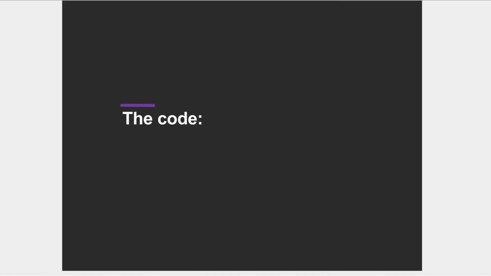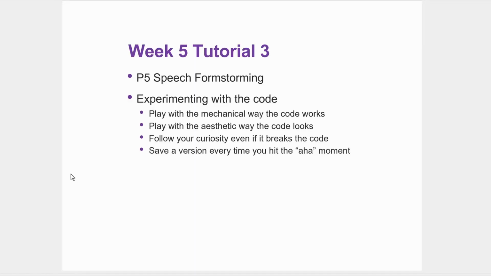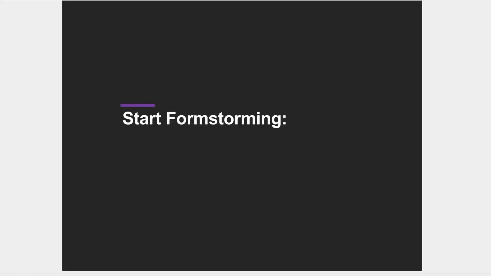So, that's our code for this week. Next steps. Continue with your P5 speech form storming. Continue experimenting with the code, and you've seen this before. Play with the mechanical way the code works. Play with the aesthetic way the code looks. Follow your curiosity, even if it breaks the code. Save all your versions. Every time you hit that aha moment, it's going to make a difference. And please, go ahead and start form storming.